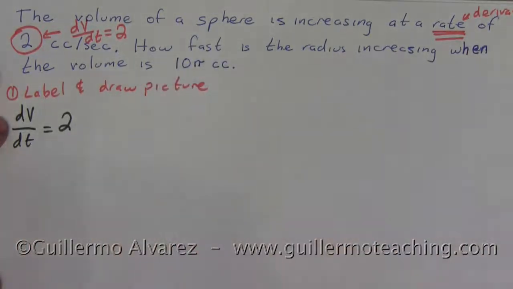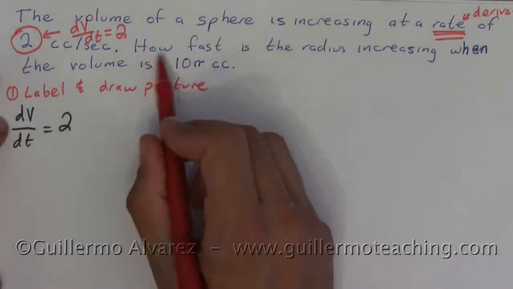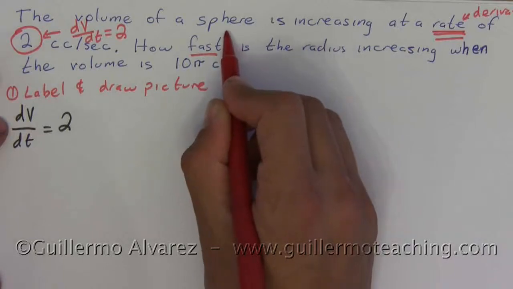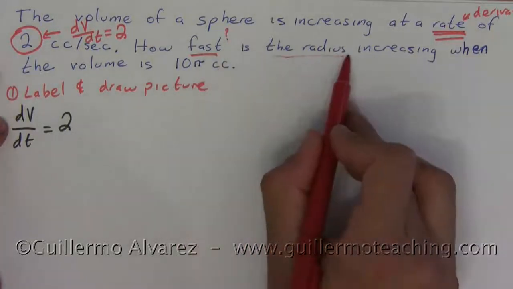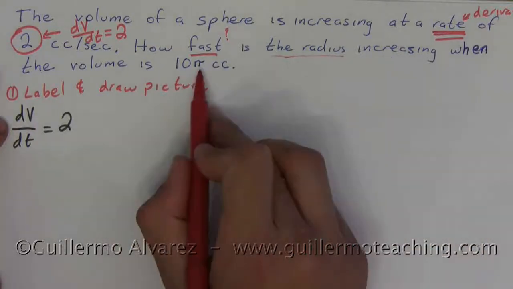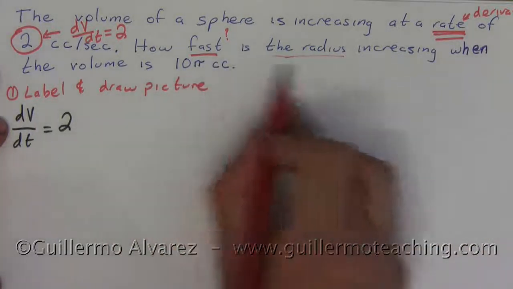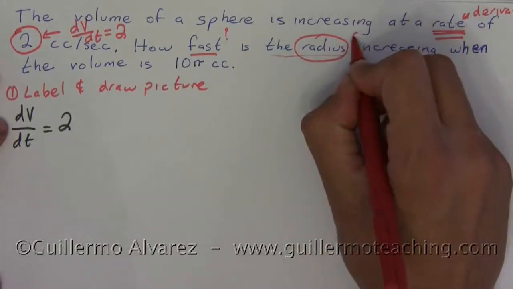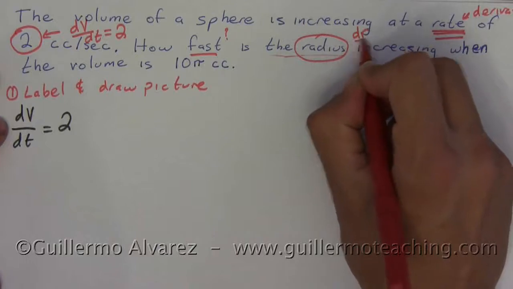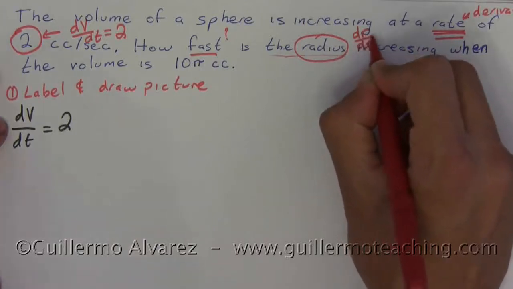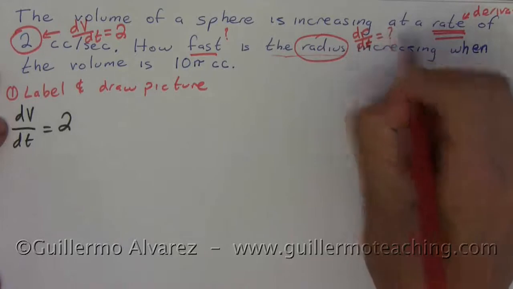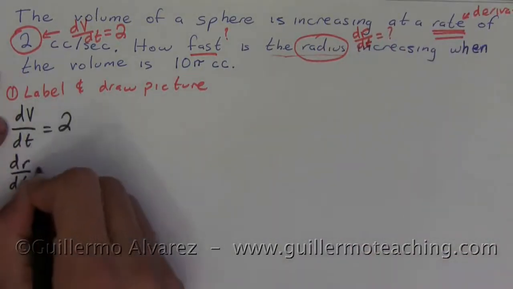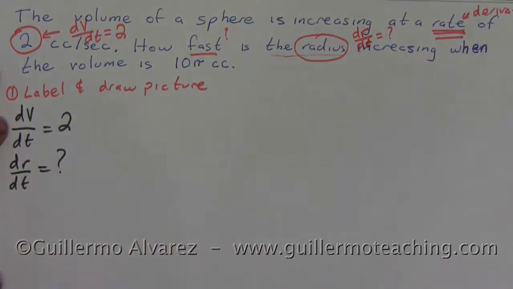Okay, and then we have the question. It's saying how fast, that means, again, the derivative. How fast is the radius increasing when the volume is 10 pi cubic centimeters. Okay, so since the question is asking me about the rate of the radius, that means I'm looking for the derivative of the radius with respect to time. This one I don't know, but this is the one that I'm looking for.